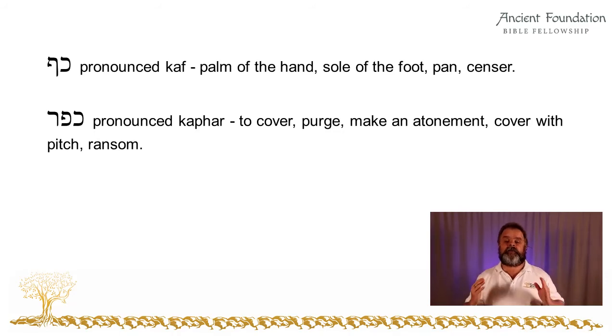And it's also the word that's used for the mercy seat that goes over the Ark of the Covenant, because it's that cover, that lid of the Ark, which is the throne of Yahweh. It's where Yahweh's presence dwelt between the cherubim. So the lid of the Ark of the Covenant is this word kafar. Why? Because it covers the Ark.